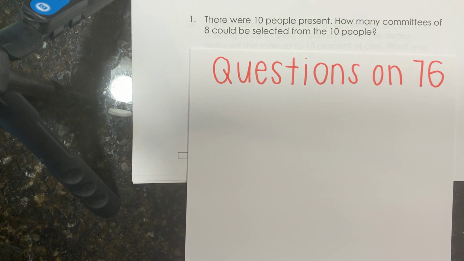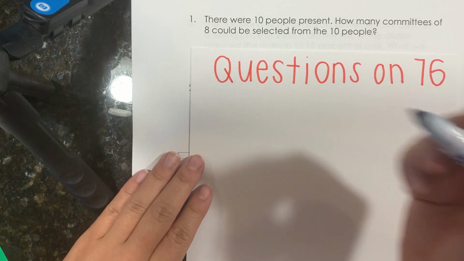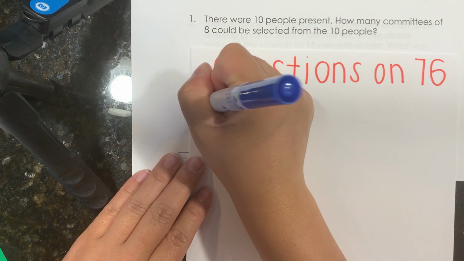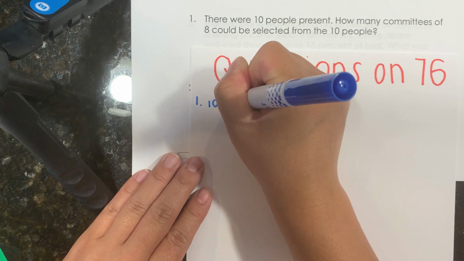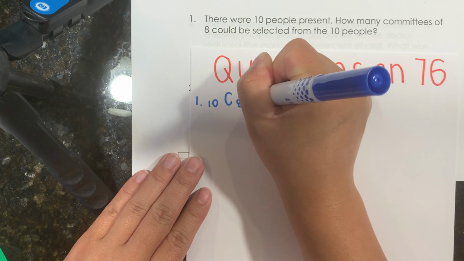Hi everyone, in Algebra 30 today we're going to be going over your questions on lesson 76, starting on number 1. It says there are 10 people present. How many committees of 8 could be selected from the 10 people? So for number 1, out of 10 people, we're going to choose them 8 at a time.